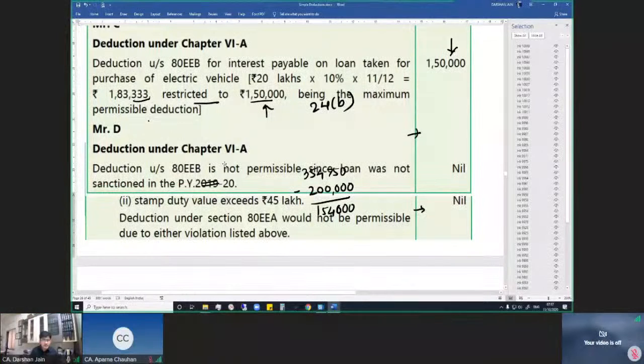In case of Mr. D, the deduction is not permissible. The deduction would be nil.